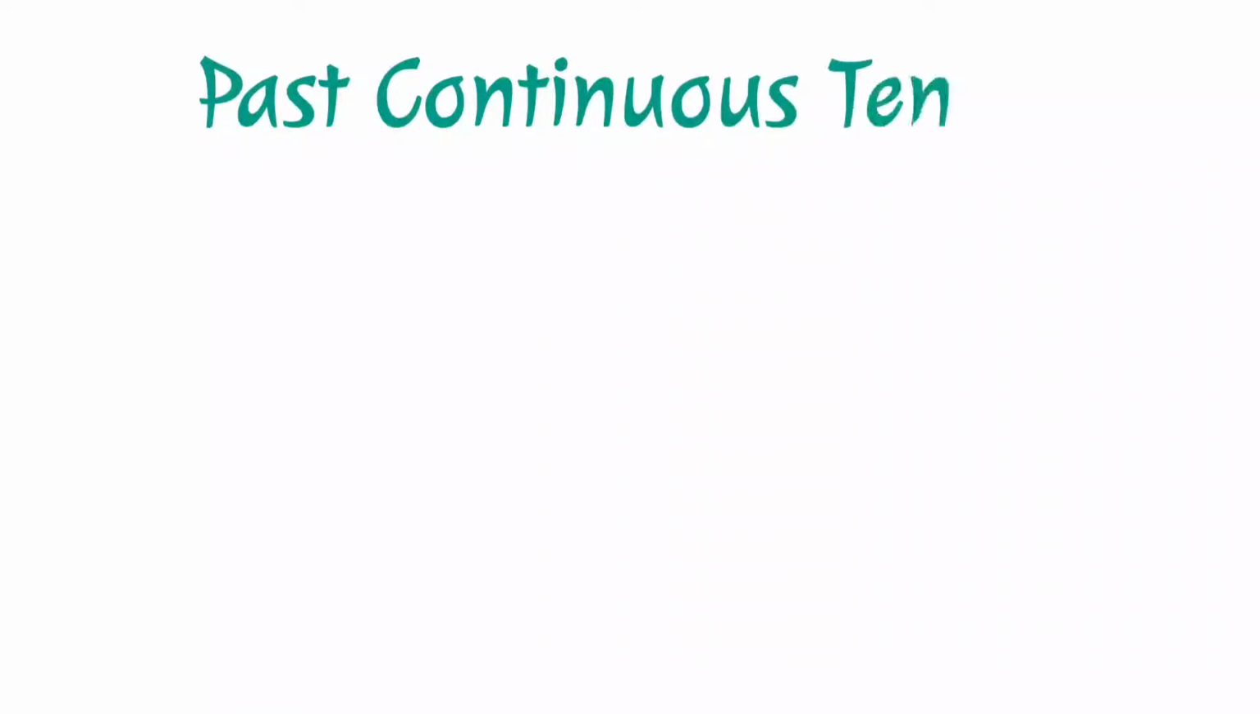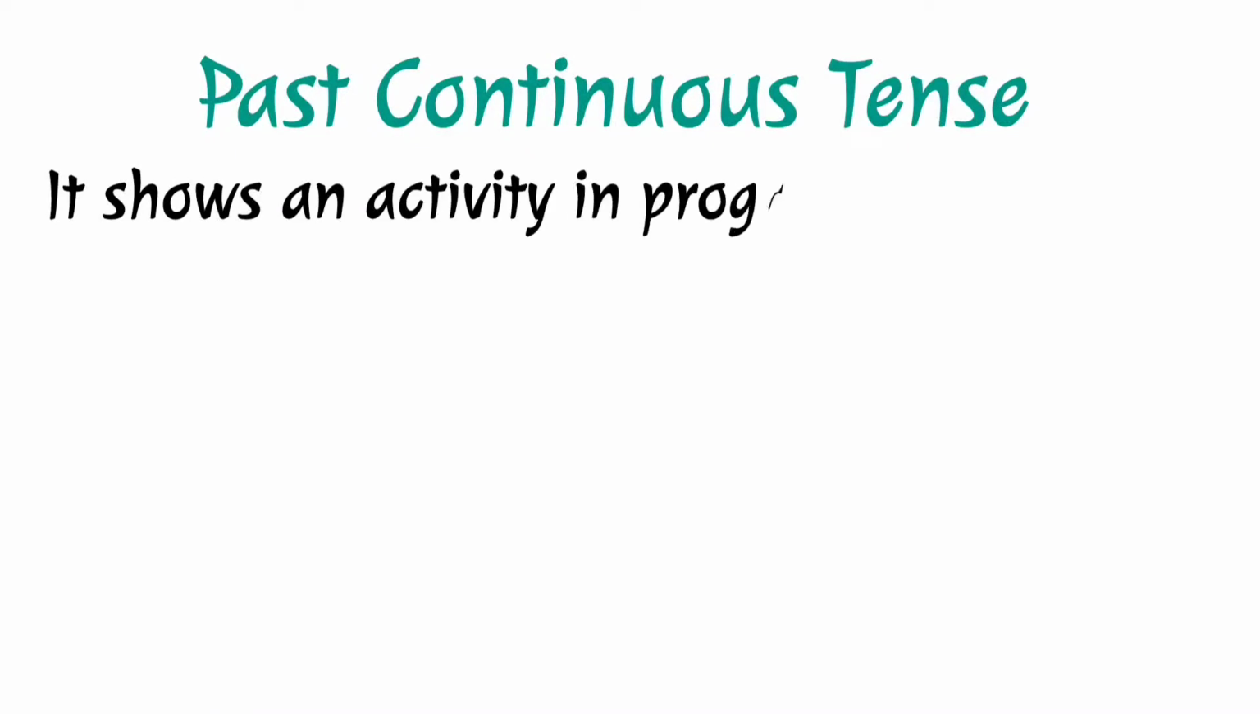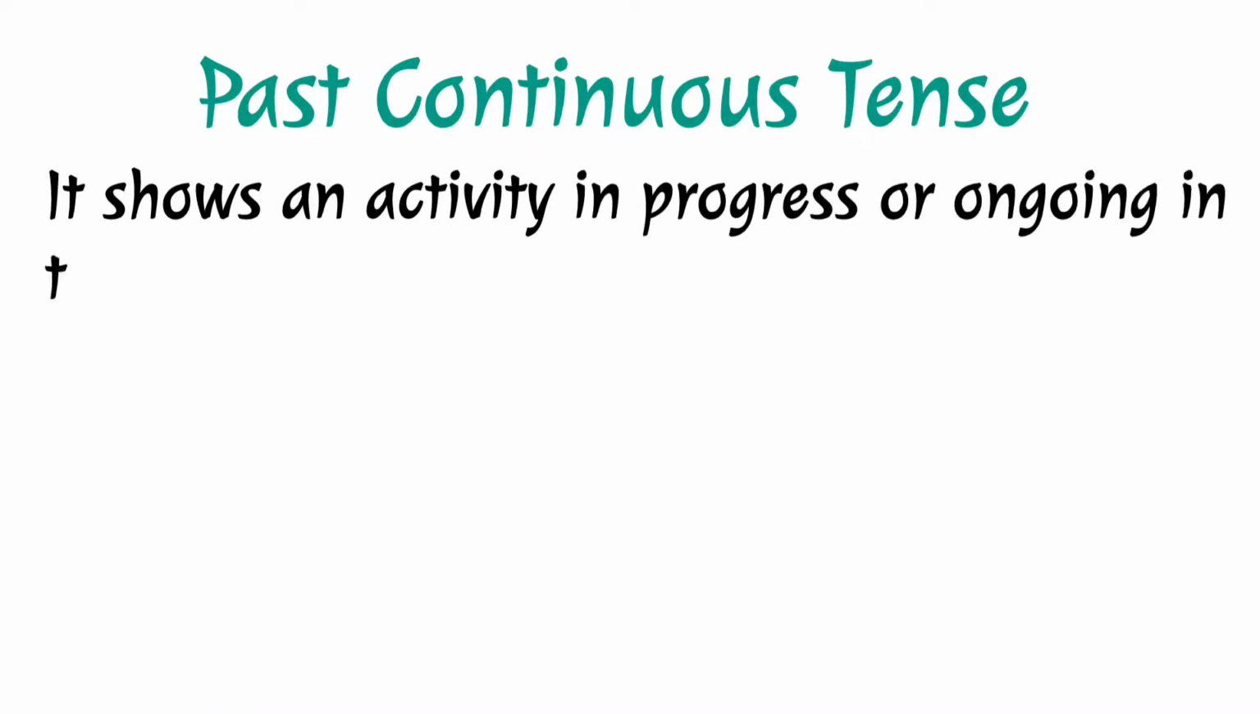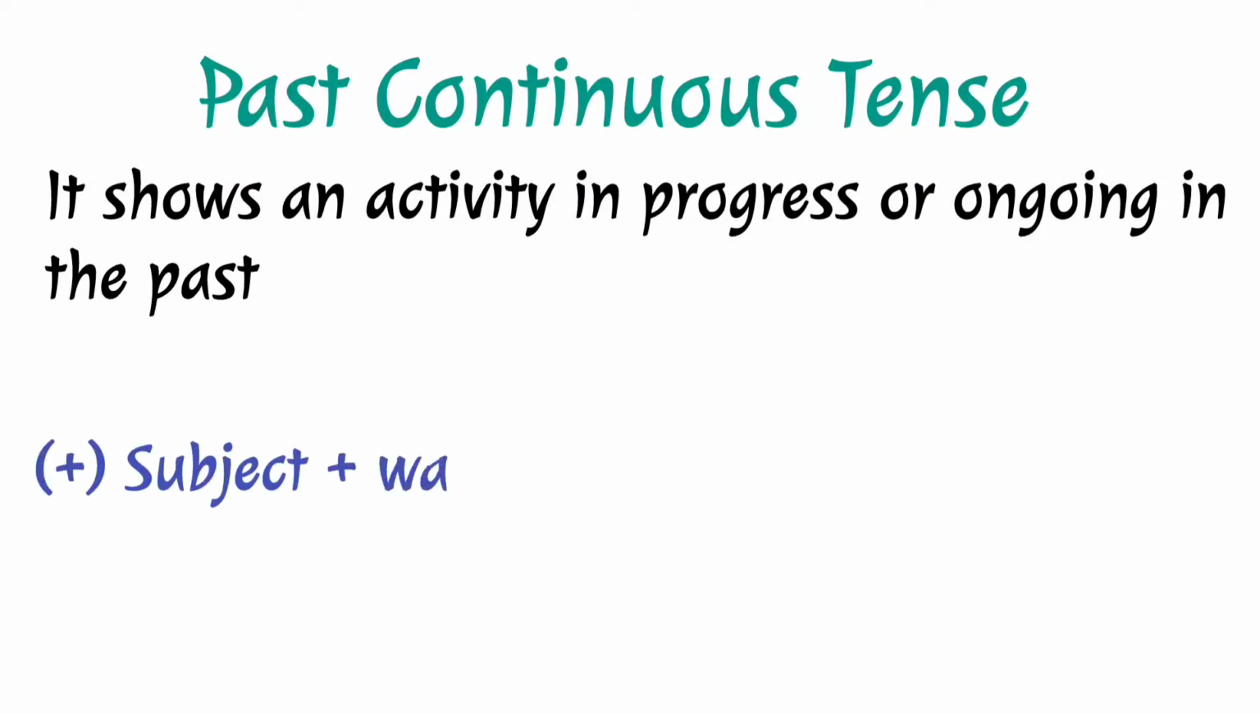Now let's come to past continuous tense. Past continuous tense shows an activity in progress or ongoing in the past. An activity in progress. Jadi ada kegiatan yang sedang berlangsung pada masa lalu, pada masa lampau.